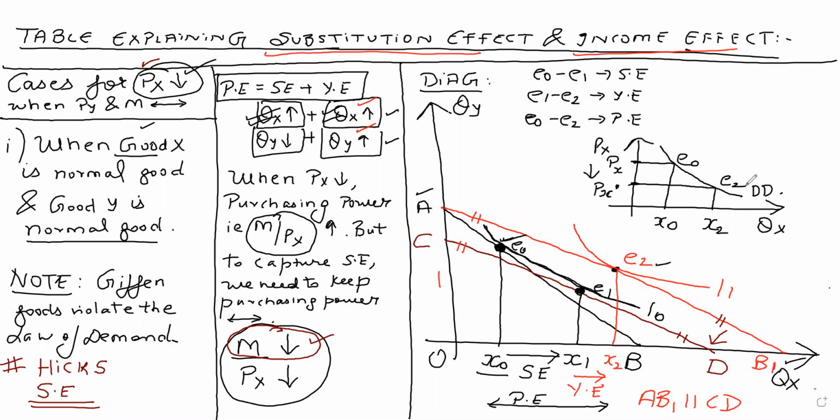Okay, now guys, let's stop in this particular lecture. In the next lecture, I will be doing the case when good X is an inferior good and good Y is a normal good, and what happens when good X is a different good and good Y is a normal good. The diagrams for these two cases we will be doing in the next lecture.